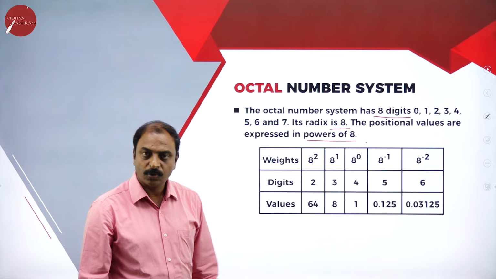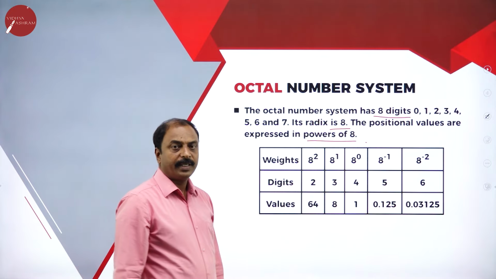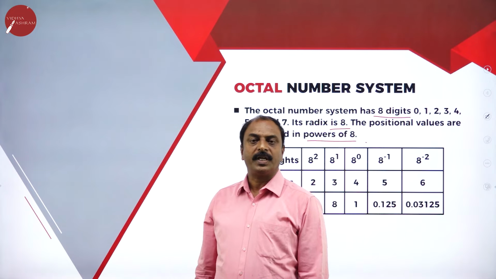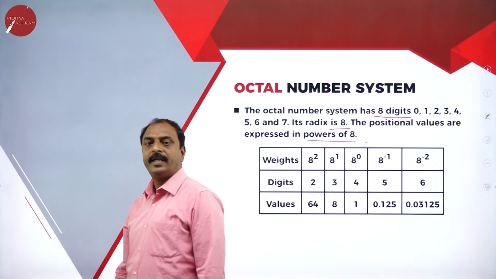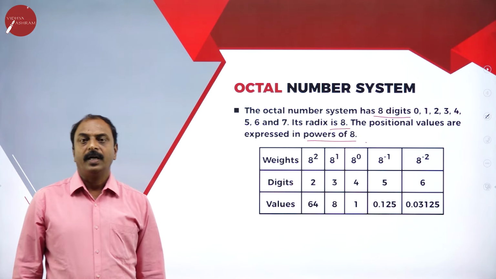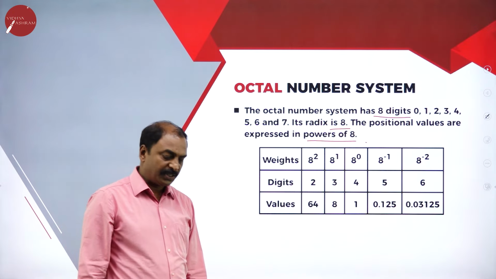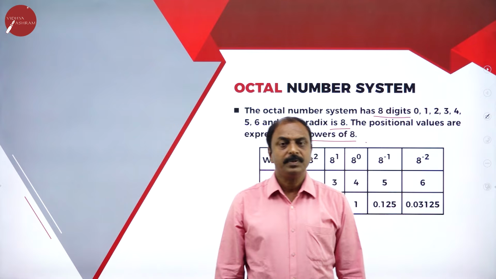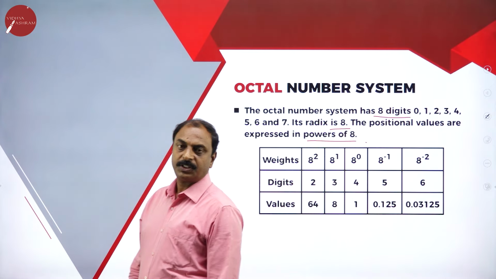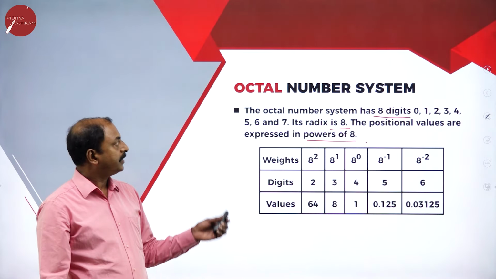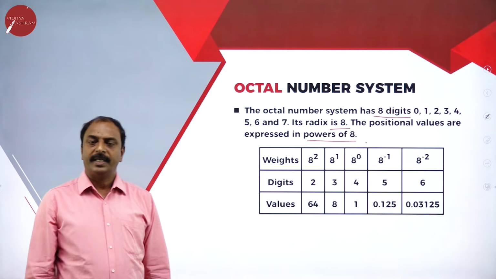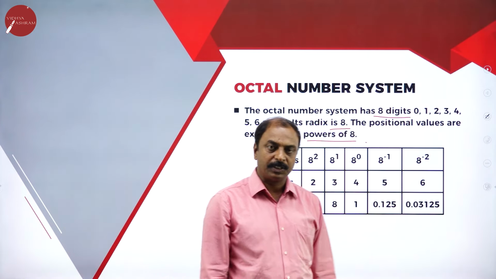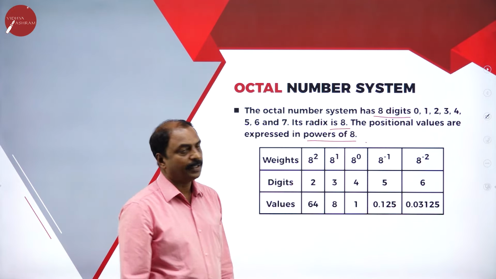Students, so far in this session we have learned the different types of number systems: the positional number system and the non-positional number system, with the Roman number system as an example of a non-positional number system. Under the positional number system, we have learned the basic definitions of the decimal, binary, octal and hexadecimal number systems.